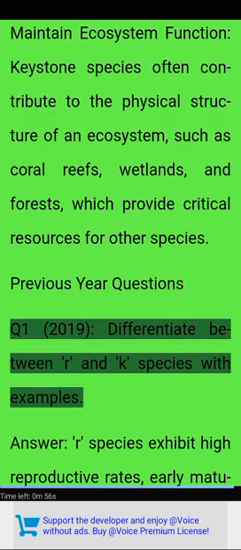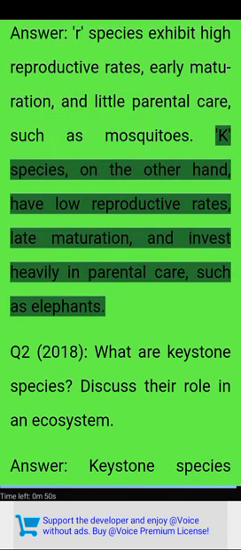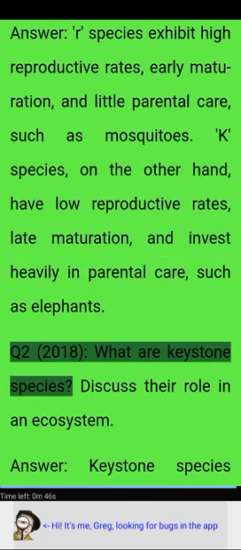Previous year questions. Q1 2019. Differentiate between R and K species with examples. Answer. R species exhibit high reproductive rates, early maturation, and little parental care, such as mosquitoes. K species, on the other hand, have low reproductive rates, late maturation, and invest heavily in parental care, such as elephants.